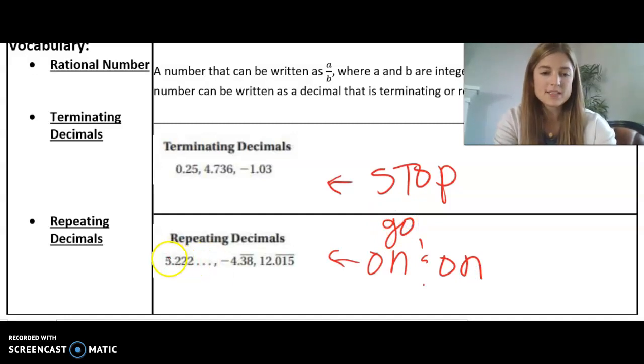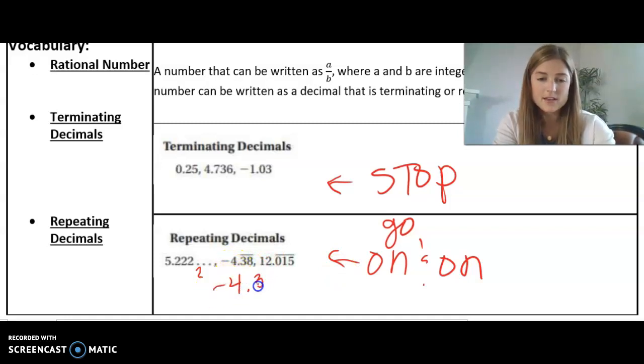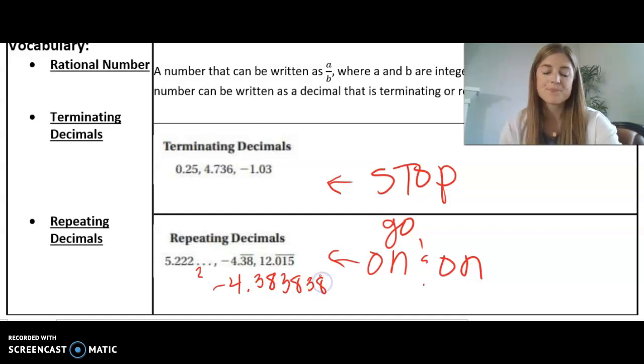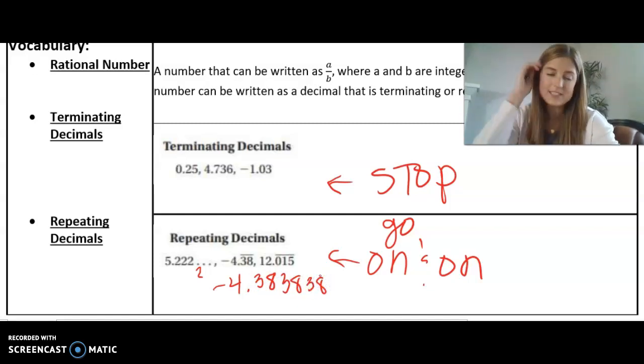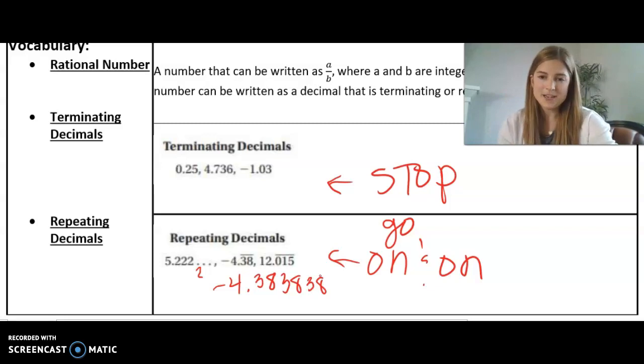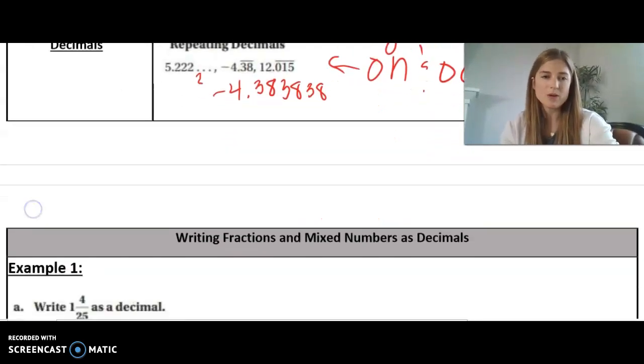You can assume that the next number in this 5.22222, the next one's a 2, not a 0. It doesn't end. It keeps going. And then the negative 4.38, it's repeating the 3, the 8, the 3, the 8. Okay, so that's what we're going to be working with today. Obviously, the terminating ones are going to be a lot easier than repeating decimals, but we've got this.